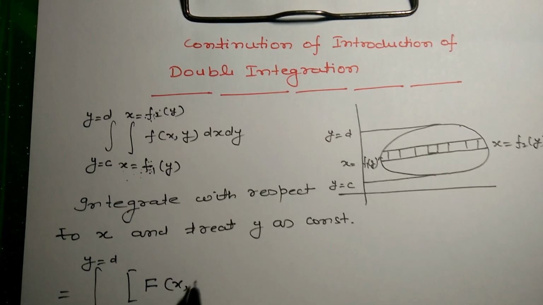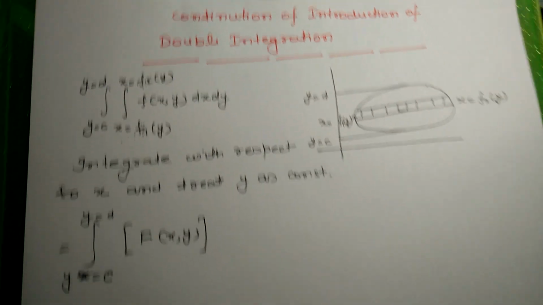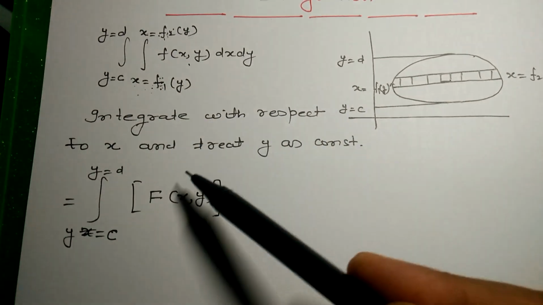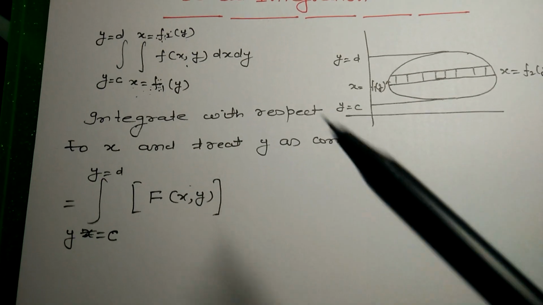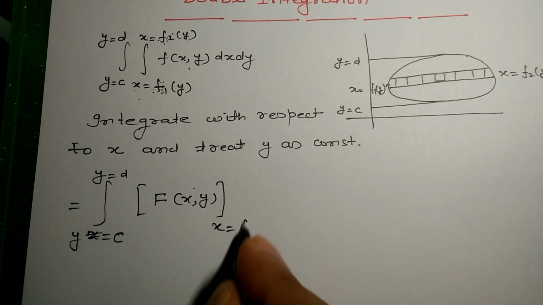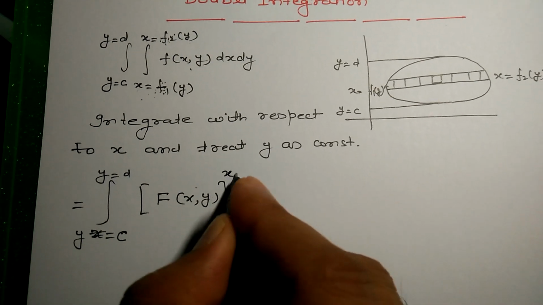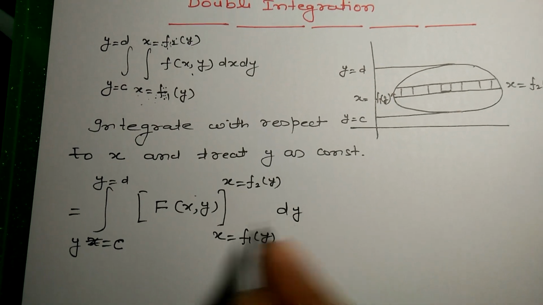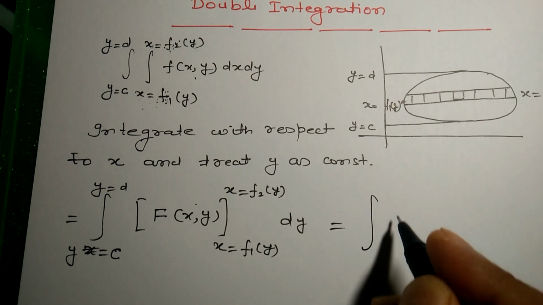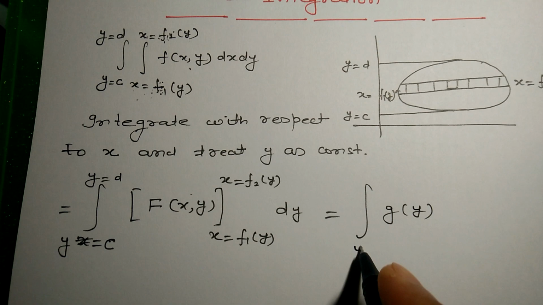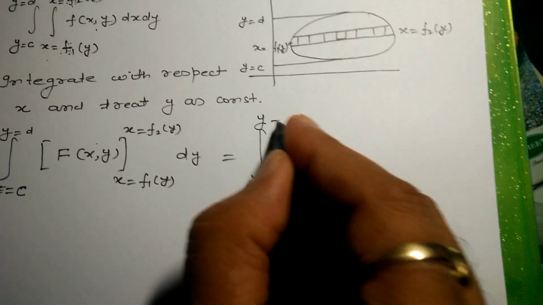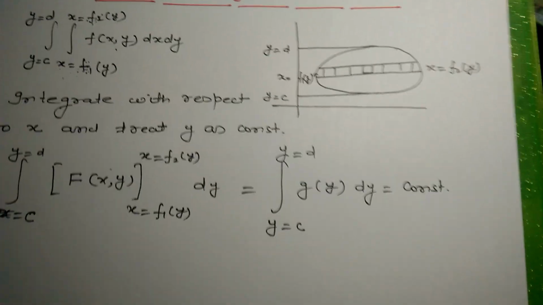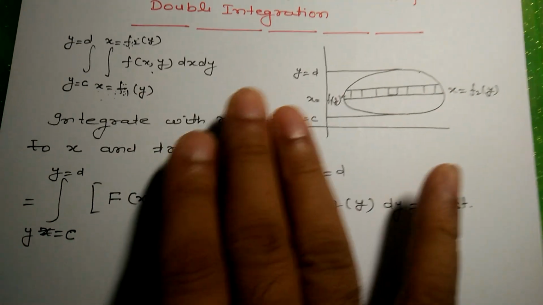Suppose you got some function. Don't get confused by the previous one that I had written with capital F. I'm just writing this function's integration as this function; it could be any function coming over here. So you will be substituting x equal to f1(y) to x equal to f2(y) in it. This will be entirely a function of y, which you are going to integrate from y equal to c to y equal to d with respect to y, and that will give you a constant. So that's the idea about the horizontal strip.